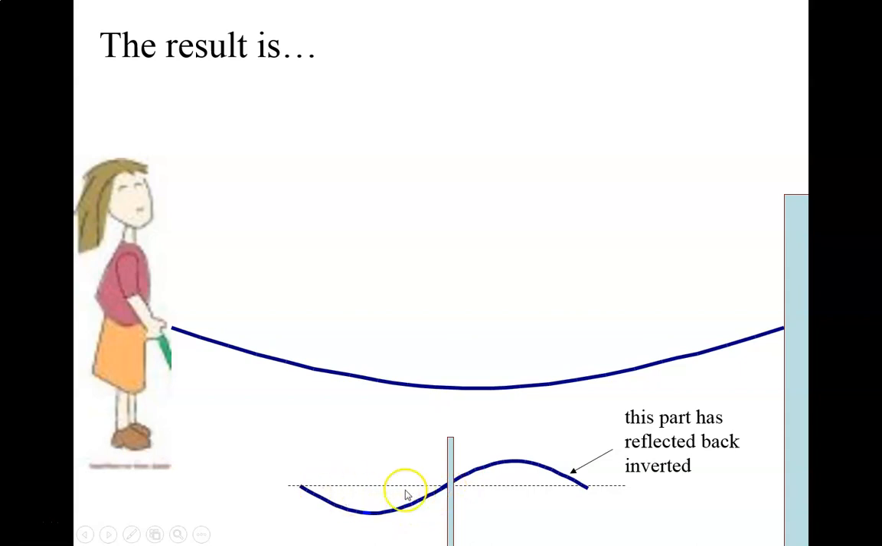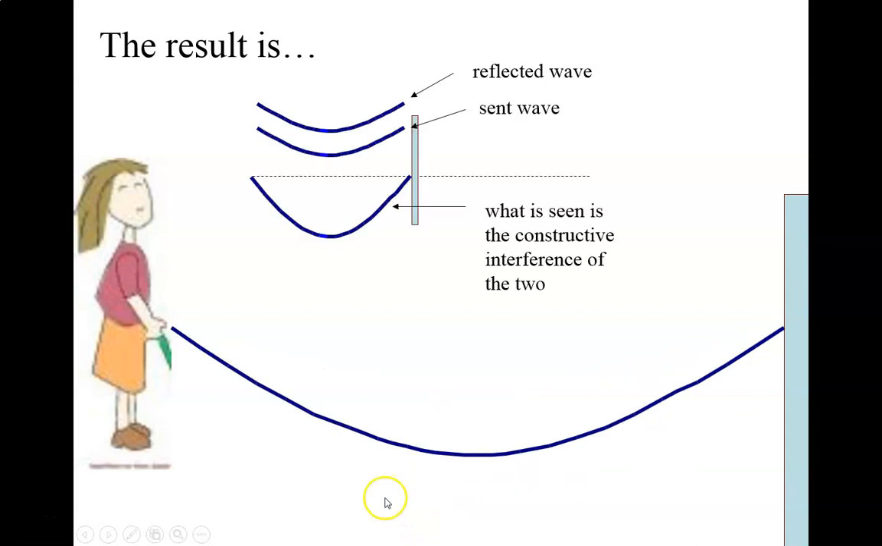Okay, so here's the full wave that I've sent. This part of the wave is going to have reflected, and is going to be a down wave over here, which is going to constructively interfere with the wave that I'm still sending. I'm going to see constructive interference of the two, and I'm going to get a big down hump.